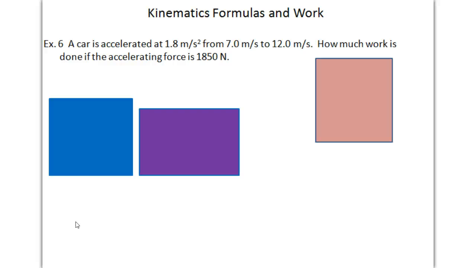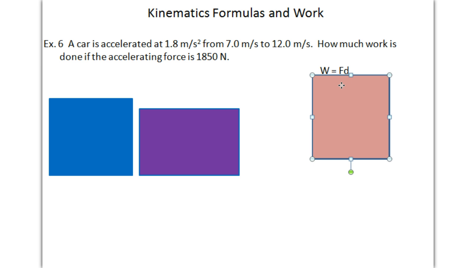The remaining examples we'll look at now involve the kinematics formulas that we looked at in chapter 1 and work. So a car is accelerating at 1.8 meters per second squared from 7 meters per second to 12 meters per second. How much work is done if the acceleration force is 1850 newtons?